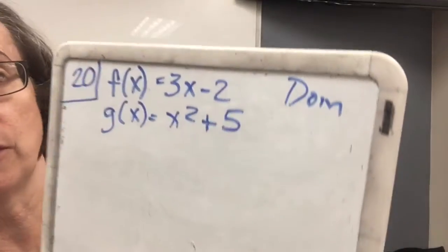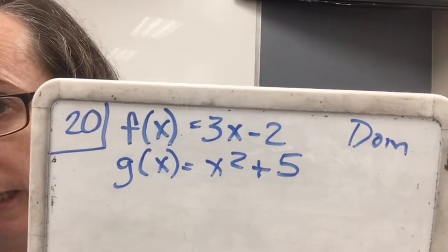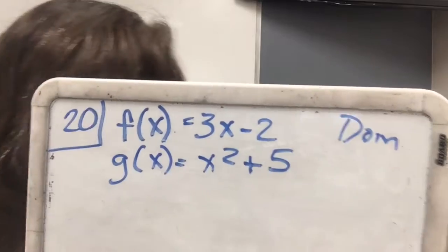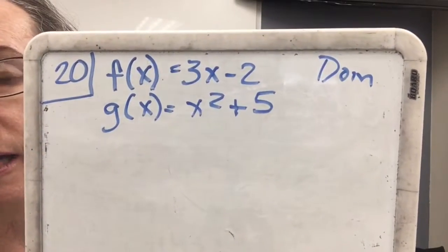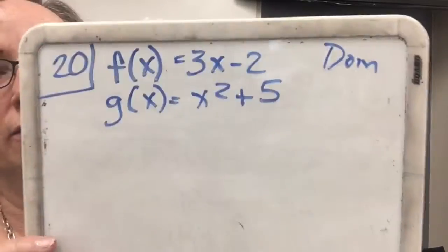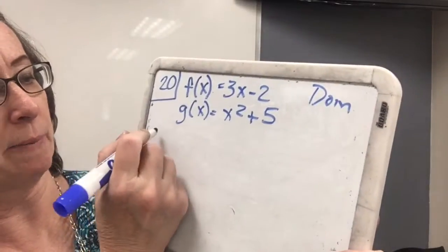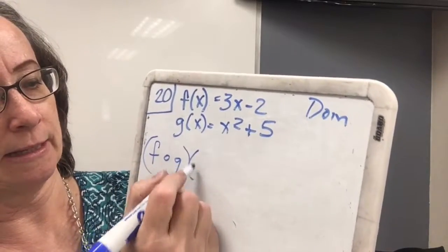Okay, so now we are doing number 20 in your textbook. This is all on page 120, all right? And we are composing both ways and then discussing the domain. So the first thing we're going to do is talk about f composite g of x.